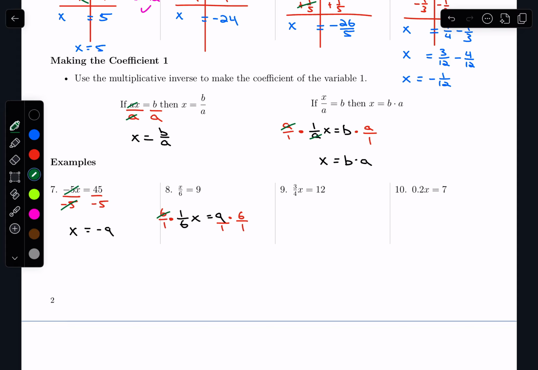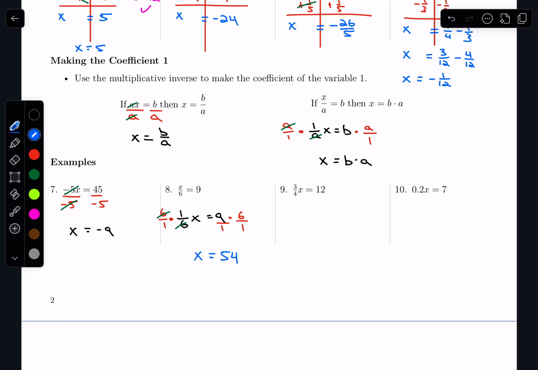On the left side, these 6's cancel, so I'm just left with x. And on the right side, 9 times 6 on top is 54, 1 times 1 on bottom is 1. So I'm just left with 54, which is the same thing I would have gotten if I just multiplied both sides by 6. So either way is fine. Just make sure you're practicing both ways.